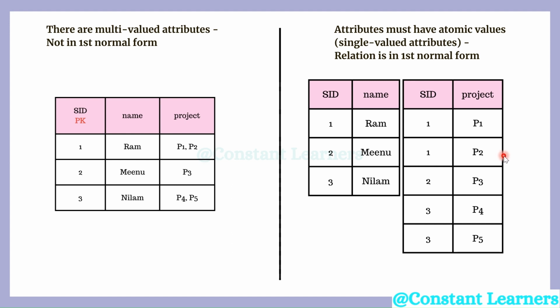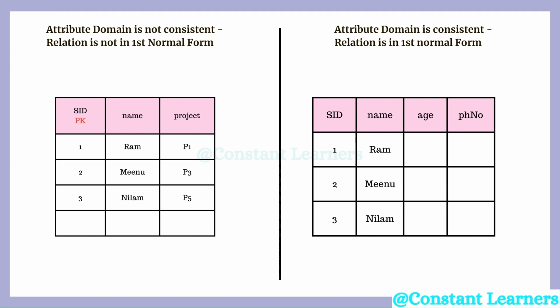So this was the first rule, that is the attributes must have atomic values. Then the relation is in first normal form. The next rule states that if the attribute domain is not consistent, then the relation is not in first normal form, right? Now we've already studied the integrity constraints in a previous video, right? I'll link that video above as well as in the description below.